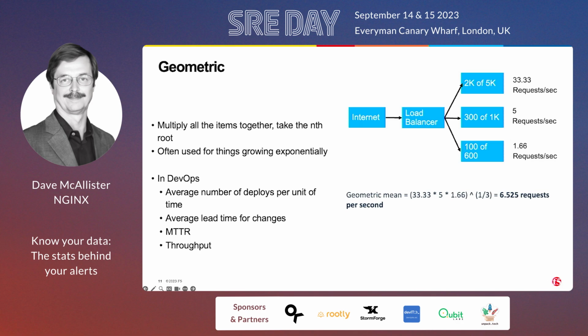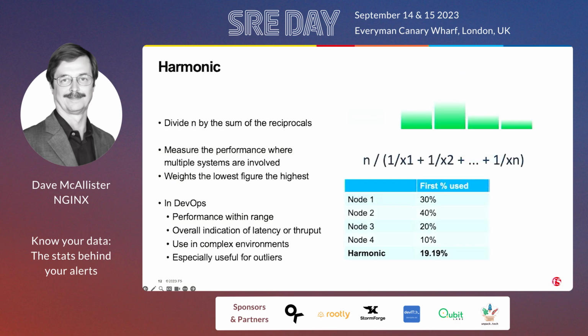Now, the last one is harmonic. Harmonic means take the reciprocals of all those numbers and then divide that sum into the number of items that you're dealing with. And once again, in this DevOps engineering space, it's performance within a range. So this one tends to float as the lowest point, sorry, for this. And it is an indication of latency. It's very useful in telling you what the behavior structure is going to look like.